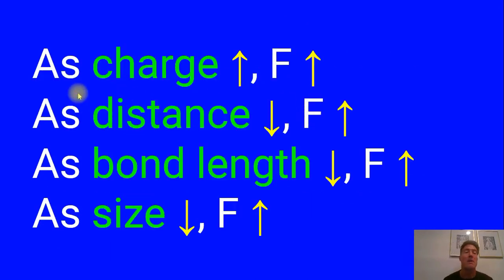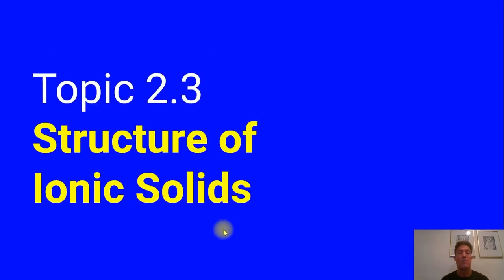So to summarize this part, as electrostatic charge goes up, so if we go from a +1 ion to a +2 ion, the force will go up. As distance goes down, they're going to get closer, so the attractive force is going to go up. As bond length goes down, same thing, attractive force is going to go up. As size goes down, right? That would be the same as reduced distance. As size goes down, they're going to get closer together, and you're going to have stronger Coulombic attraction.